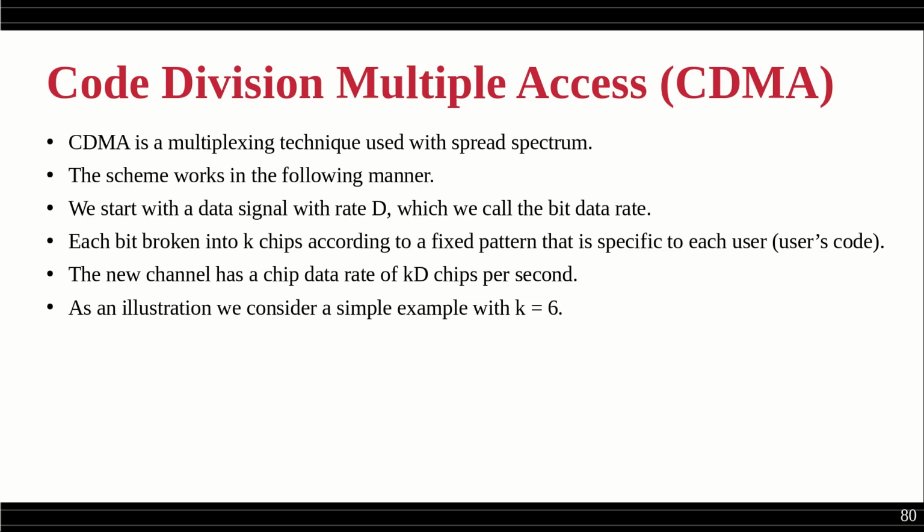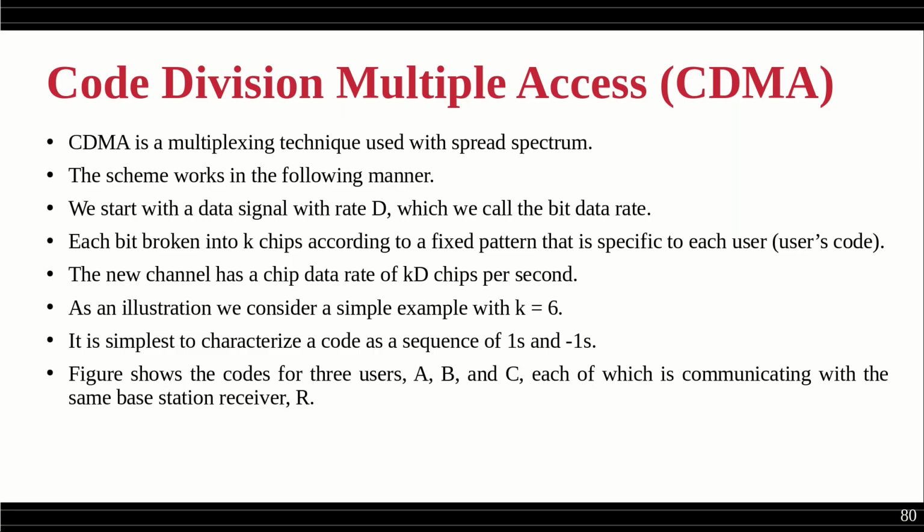As an example, let's take k equal to 6. It is simplest to characterize a code as a sequence of ones and minus ones. Just as we already saw, instead of 1 and 0, here 1 and minus 1 are used; for 0, minus 1 is used. This figure shows the codes for 3 users A, B, C, each of which is communicating with the same base station receiver R. So we assume a situation with 3 users A, B, C, all communicating with the same receiver R using a common shared medium, and that is where the multiplexing is done. Now we are going to see how this multiplexing is achieved.